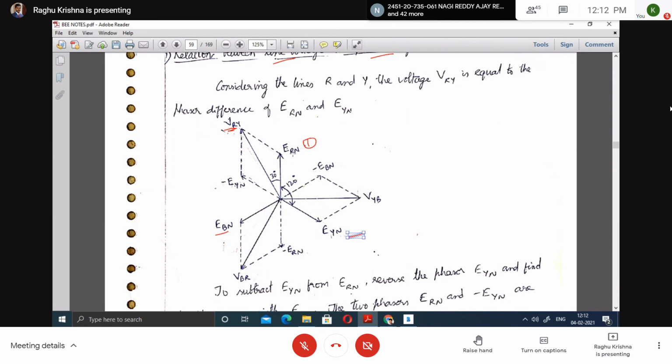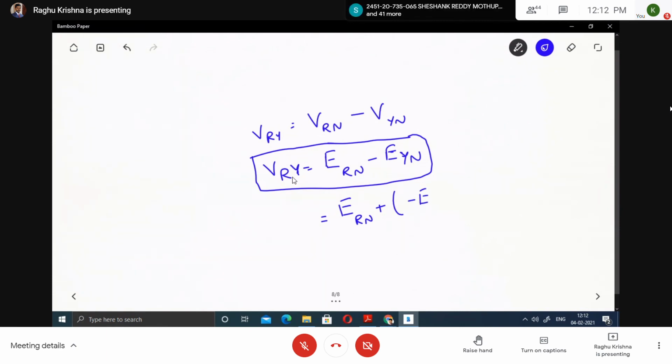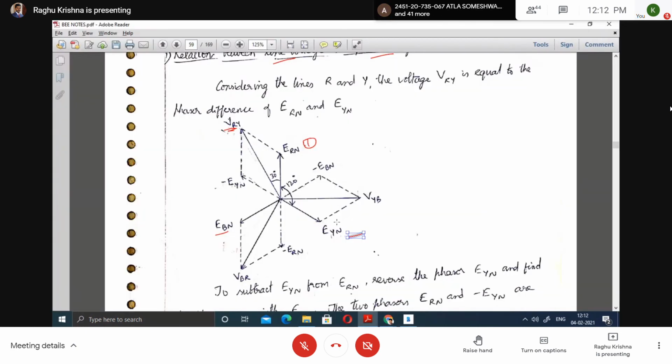After that, VRY is equal to ERN plus minus EYN. Can you write like this? EYN is here, and minus EYN is in the opposite direction. So if you add these two, ERN plus minus of EYN, you are going to get VRY.